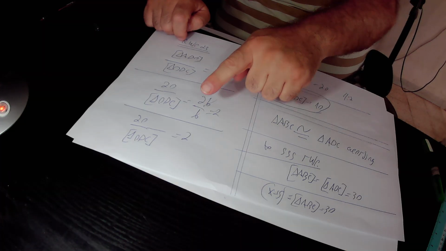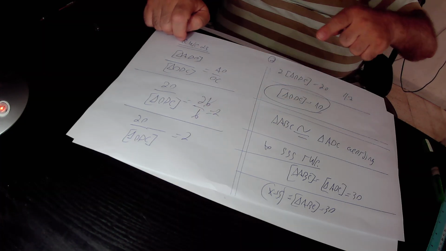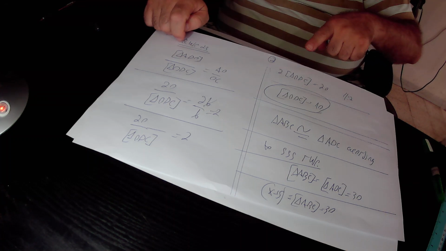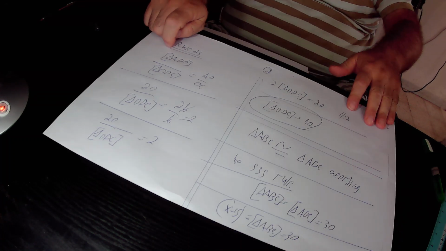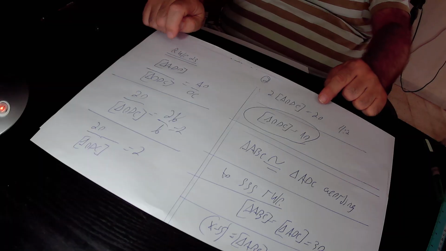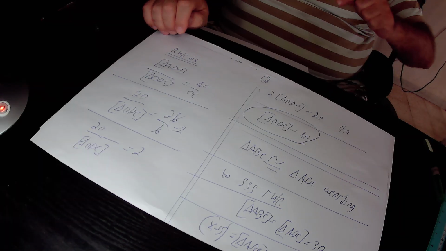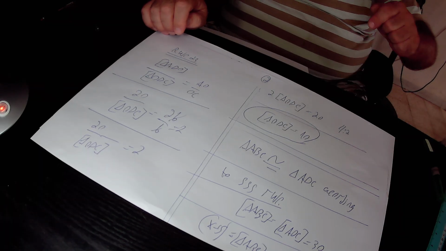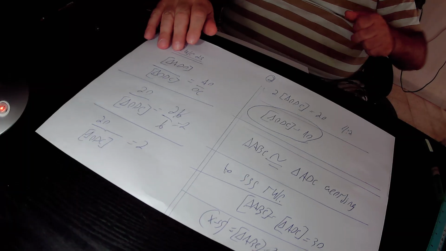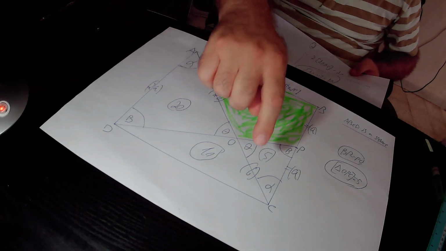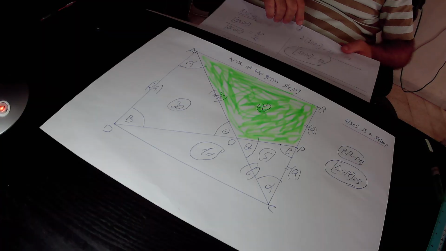We multiplied this equation by the area of triangle ODC, and we found out that 2 times the area of triangle ODC equals 20. Here we divided this equation by 2, and finally found out that the area of triangle ODC equals 20 over 2, that is 10 square units. Again, the area of this triangle ODC is equal to 10 square units.